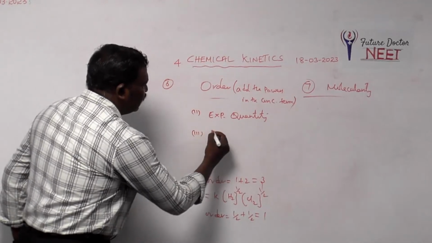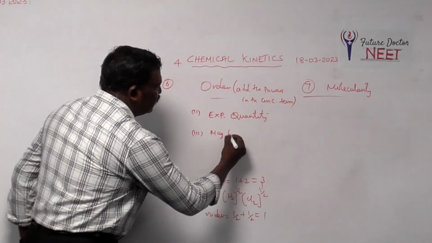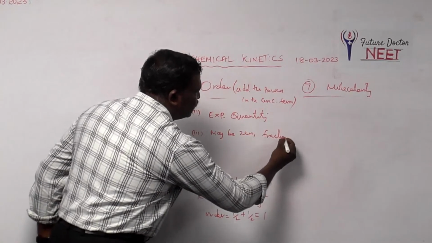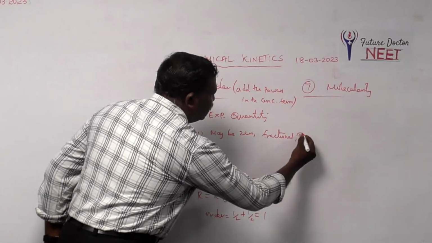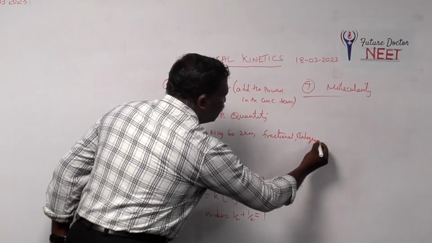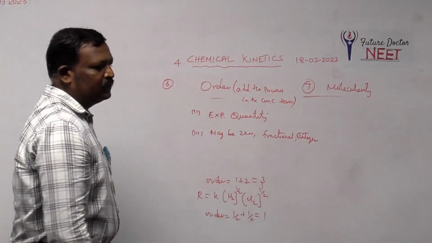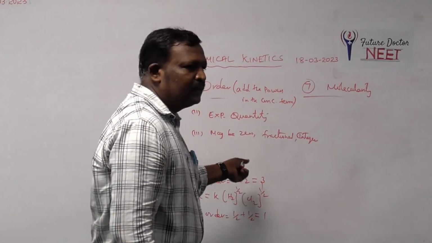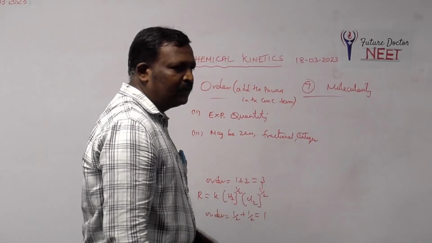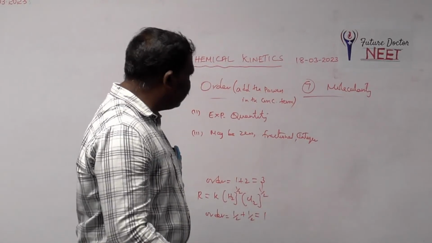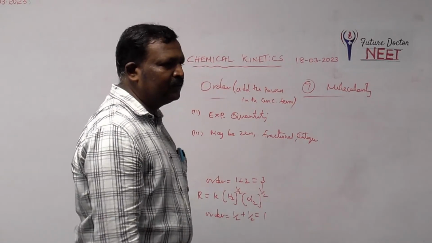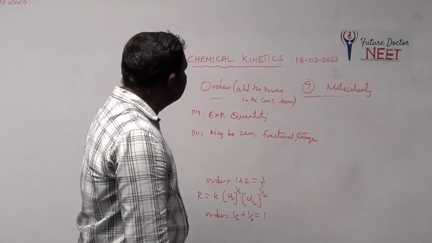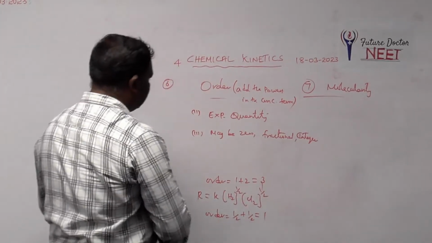Then its value may be what? 0. This also just note down. Maybe 0. It may be fractional or integer. Anything. So just remember: if you get 0, it means zero order reaction. If you get 1, it means first order reaction, like that going on. If you get fractional, it is a fractional order reaction. Remembering this is enough.